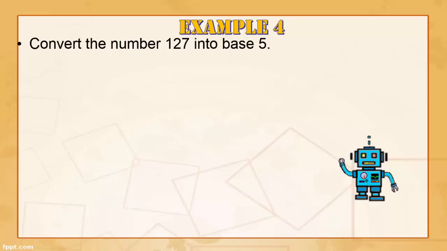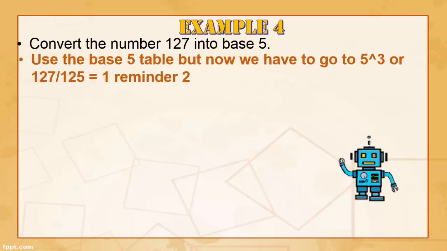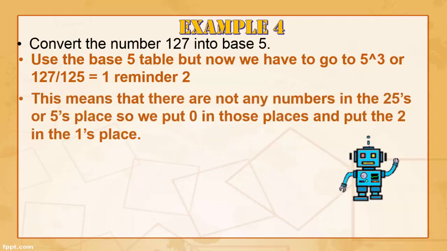Summarizing what I just did on the whiteboard using the table, we use the base 5 table, but now we have to go up to 5 to the 3rd power, or 125, the 125's place. So that means we have 127 divided by 125, and we get 1 with a remainder of 2. This means that there are not any numbers in the 25's or the 5's place, so we put 0 in those places and then put 2 in the 1's place.